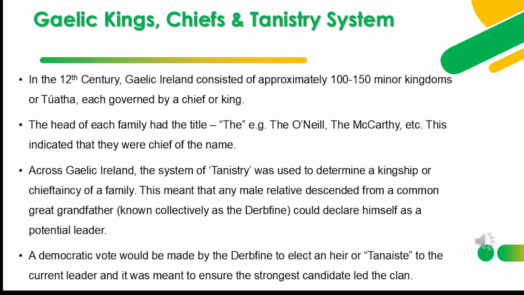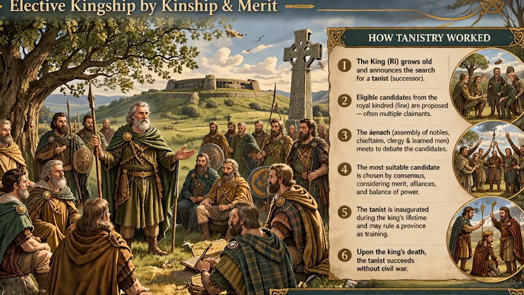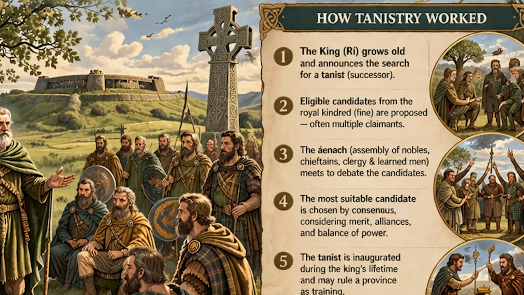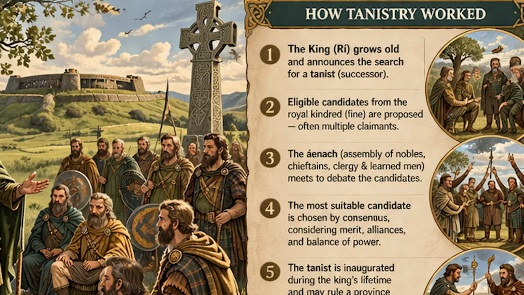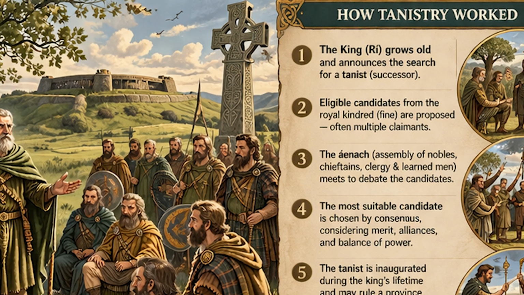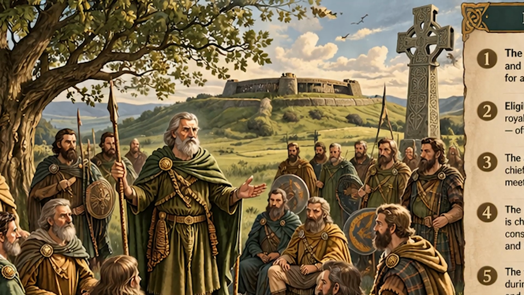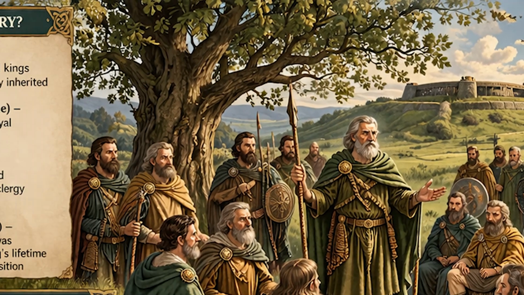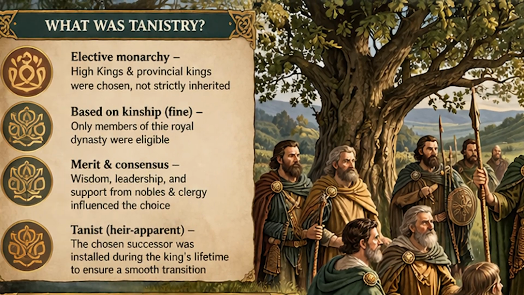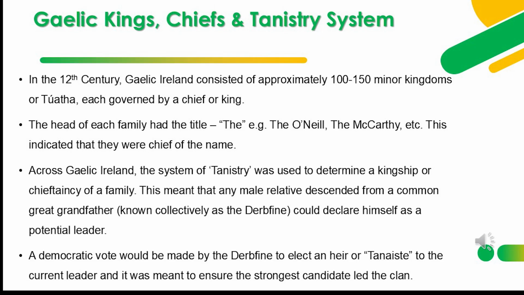Now, I really want you to take note of the Tanistry System because this is going to be really important, not just in this particular course where we talk about the Norman invasion, but it'll also come back into play when we talk about the Tudor conquest of Ireland and something called surrender and regrant. But returning our attention to the 12th century, Gaelic Ireland consisted of approximately 100 to 150 minor kingdoms or tuath, and each one was governed by a chief or king.